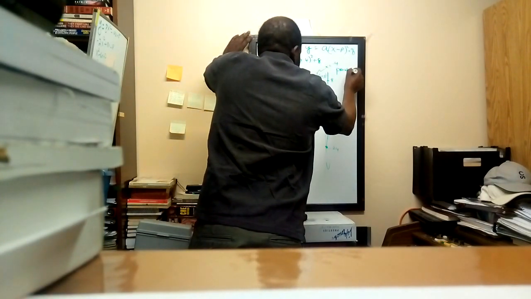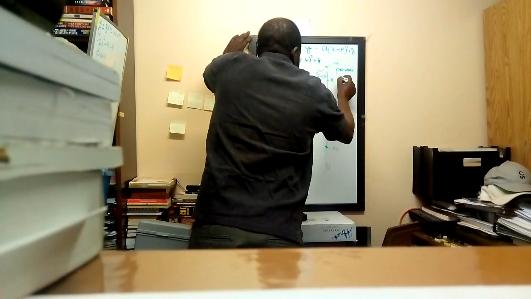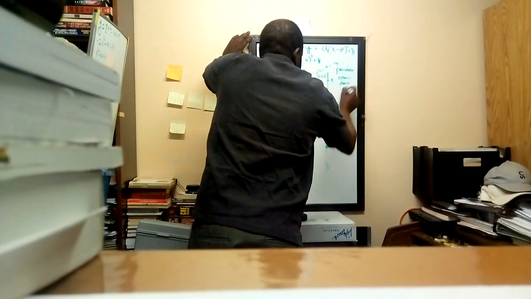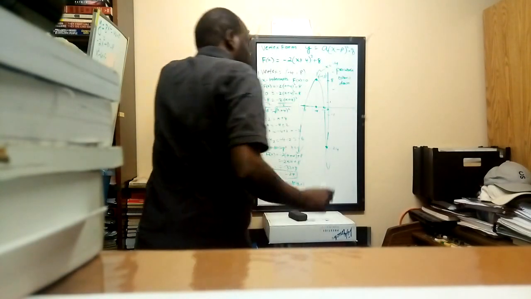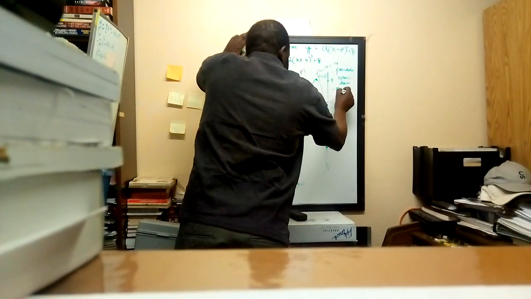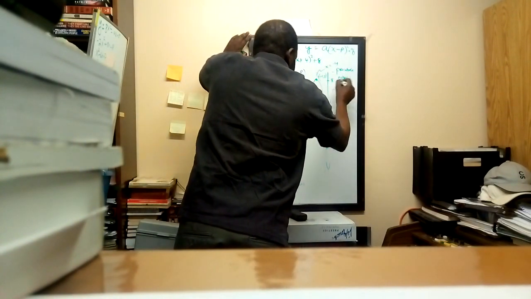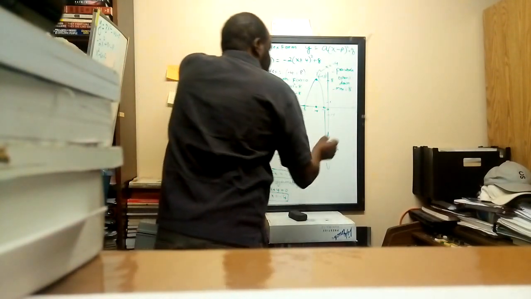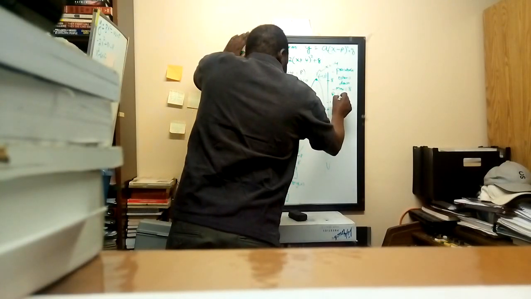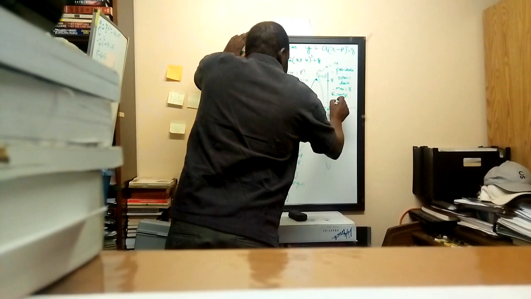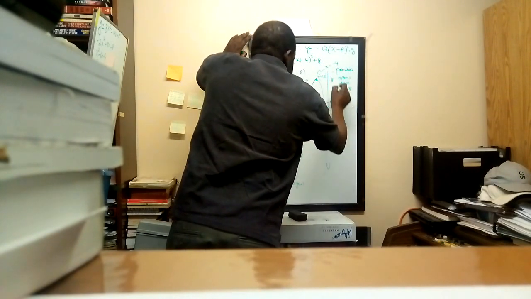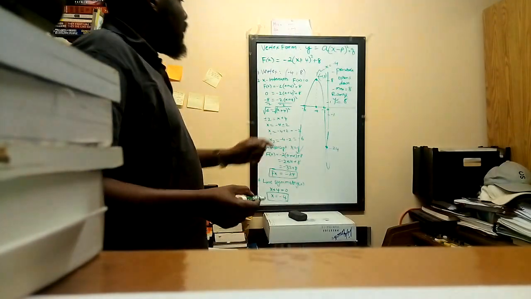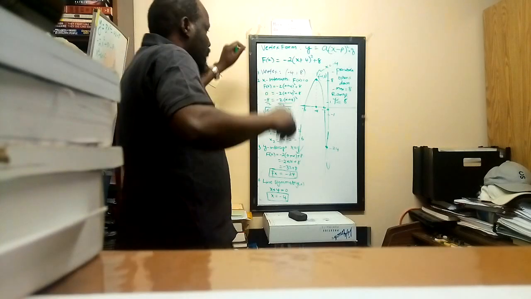So we say here the information we have: the parabola opens down. Our maximum is positive 8. Our range is y is less than or equal to positive 8, because our graph goes down.